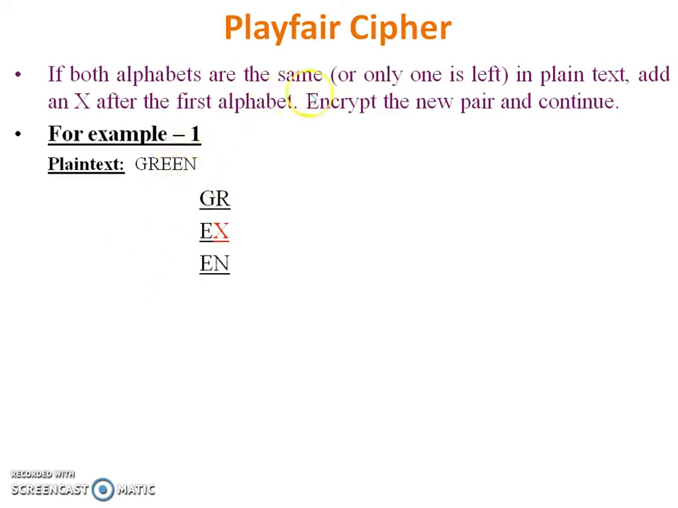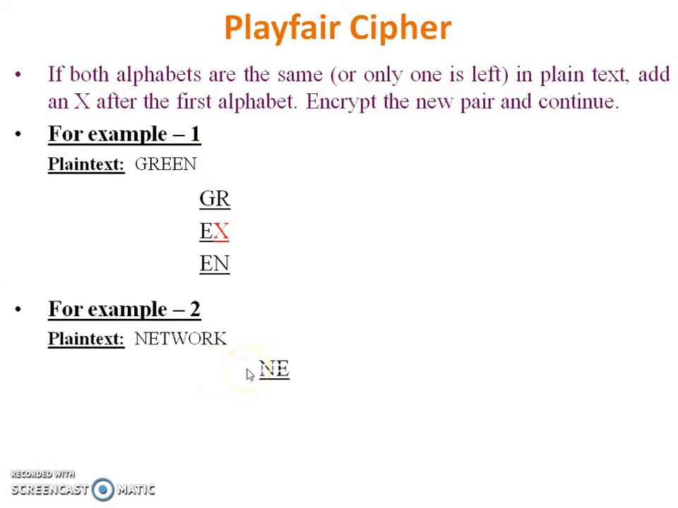You can see over here P L A Y F. Then the second A is ignored because it is a repeat. So I R, and the rest of the matrix is filled with the remaining letters. You can also write it as I or J.